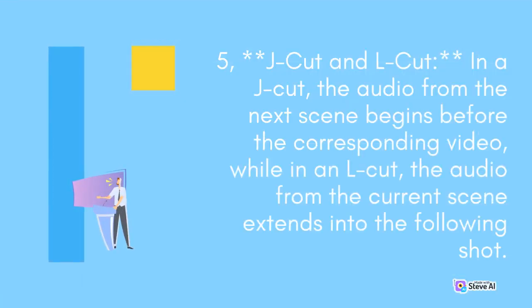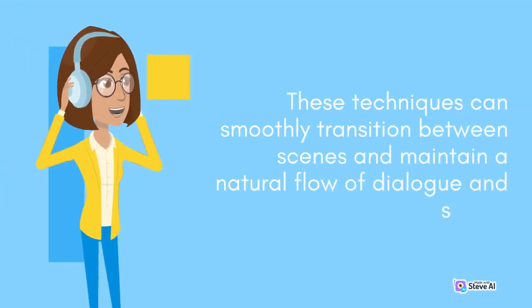5. J-cut and L-cut. In a J-cut, the audio from the next scene begins before the corresponding video, while in an L-cut, the audio from the current scene extends into the following shot. These techniques can smoothly transition between scenes and maintain a natural flow of dialogue and sound.